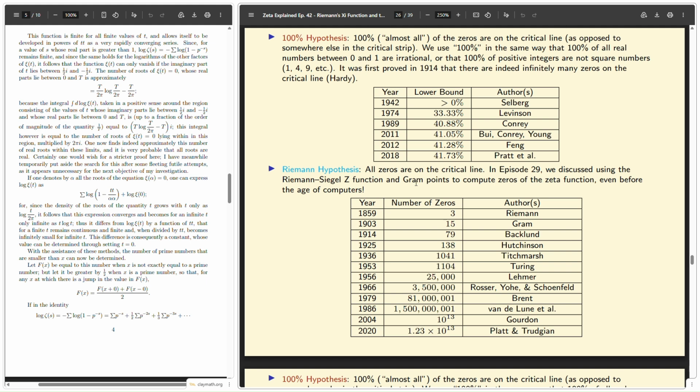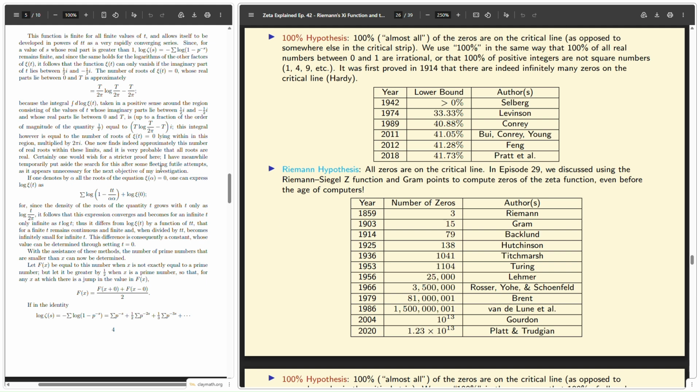So no one knows if this is true or not. And you can win $1 million if you can prove that this is true or false. But it is true up to the first 10 to the 13th zeros. All right.